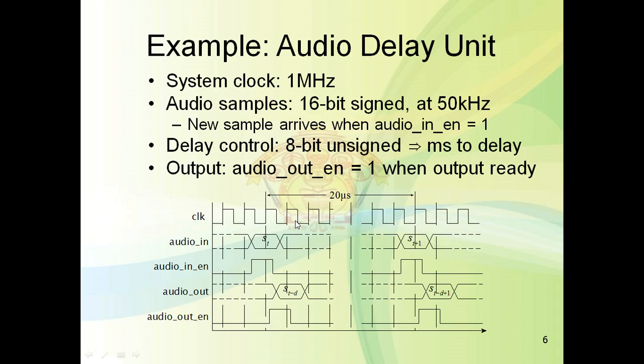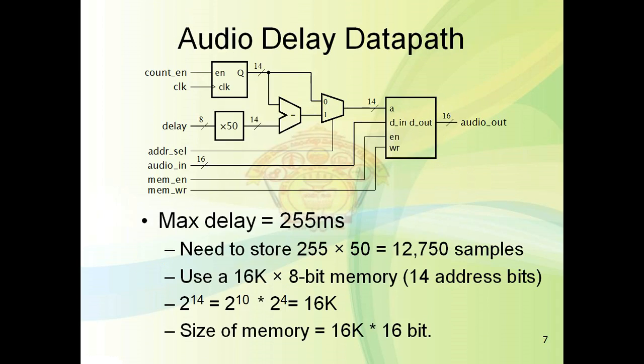Okay, now how to design the data path for the audio echo effect unit or audio delay unit. So this is the data path. We require memory, then we require a counter, a multiplier, a subtractor, and an address selector. Why do we require so many components? We'll see one by one.